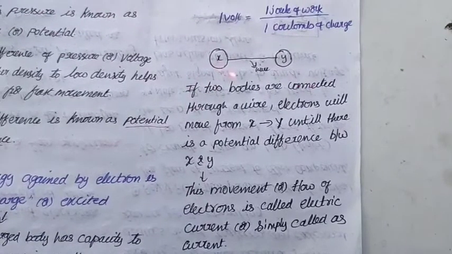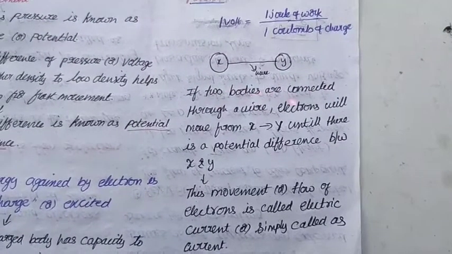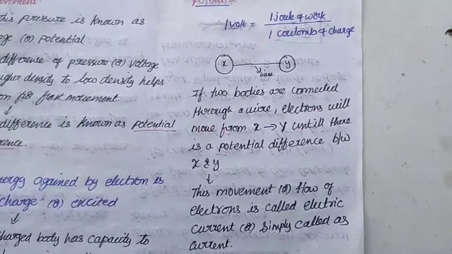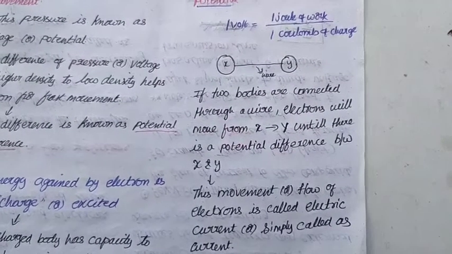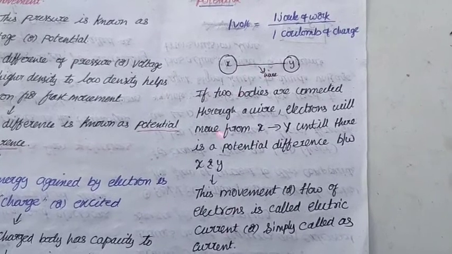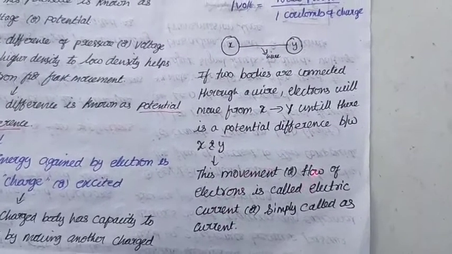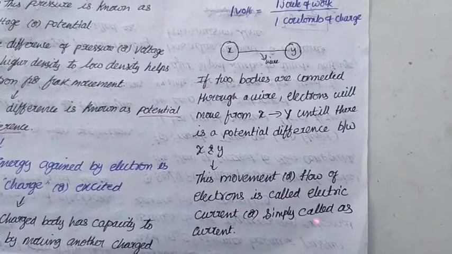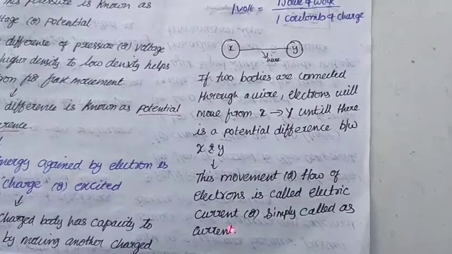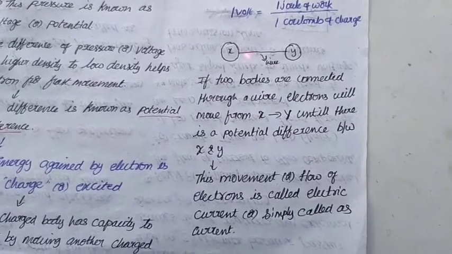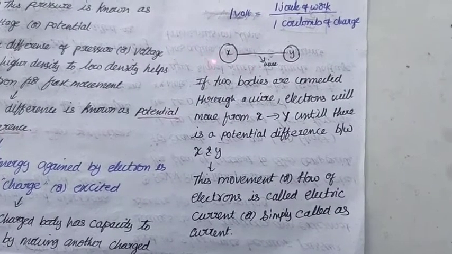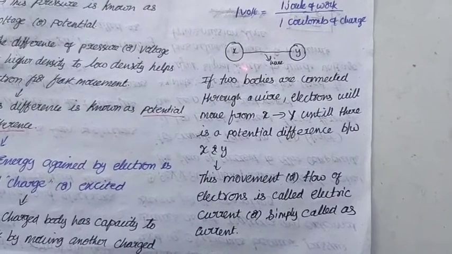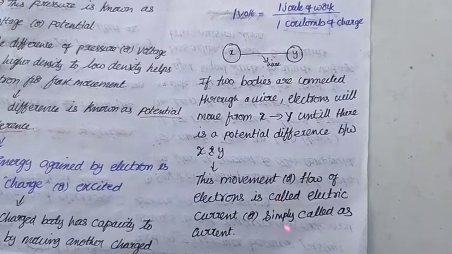Consider two bodies X and Y. If the two bodies are connected through a wire, electrons will flow from X to Y as long as there is a potential difference between them. This movement or flow of electrons is called electric current, or simply current. Without this potential difference, there is no movement of electrons. Remember students, this flow is called current.